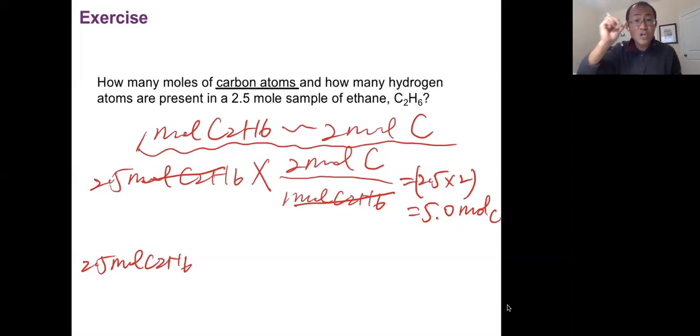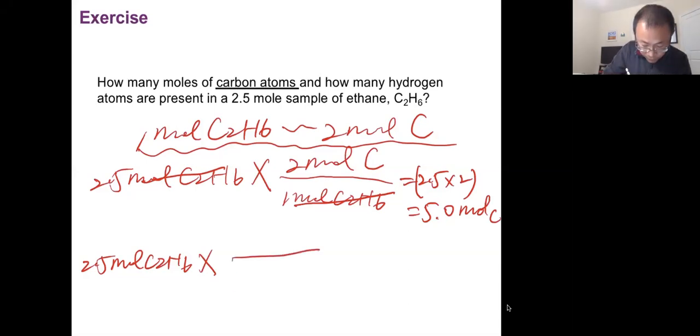So if I want to know the number, I want to know how many moles of hydrogen first. Then my first step is to convert the moles of C2H6 to moles of hydrogen. Tell me, 1 mole of C2H6, how many moles of hydrogen? How many moles of hydrogen?